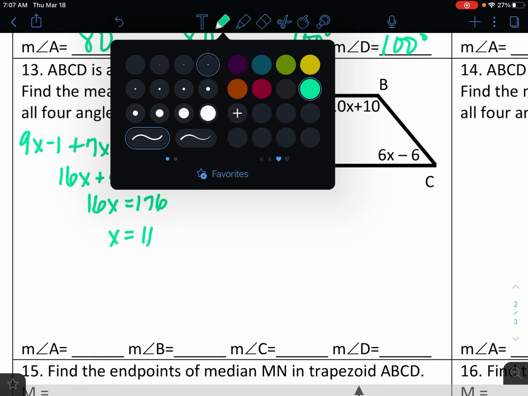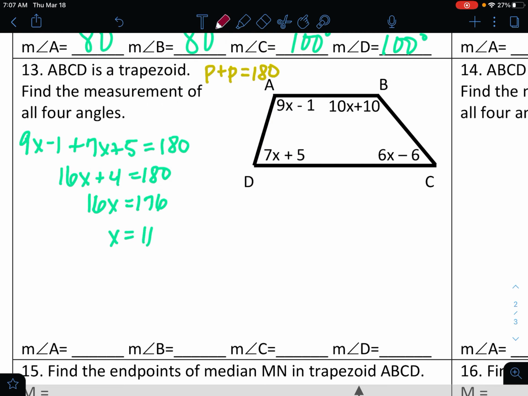Plug that thing back in. Don't be that person that always forgets. So we got 9 times 11, that's 99, minus 1, that's 98 degrees. Then we got 7 times 11, that's 77, plus 5 should be 82, I believe. Double check that real quick. 98 plus 82 is, yeah, 180. So those are good.